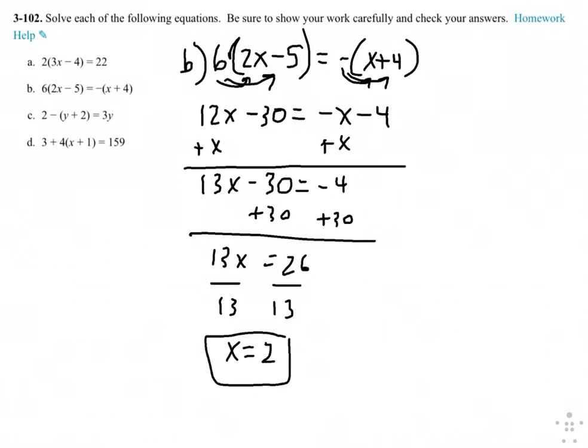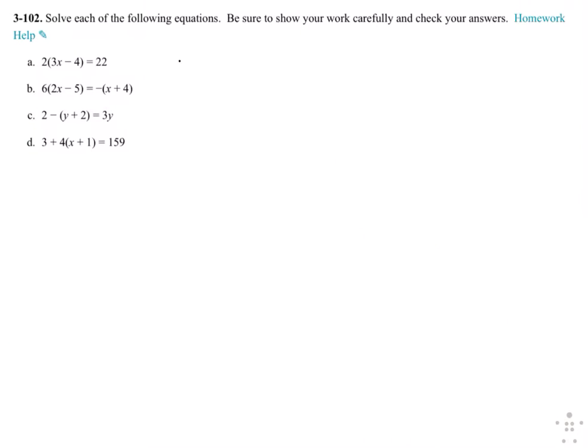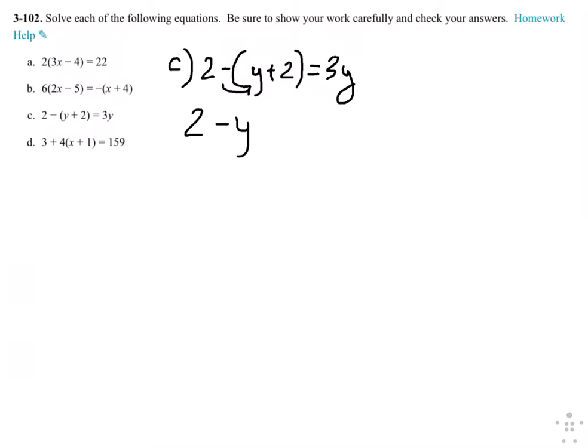For C, let's make space. C, we have 2 minus y plus 2 equals 3y. Be careful with this. The biggest mistake is people forget to distribute this negative in. So it's 2 minus y minus 2 equals 3y. Combine like terms, right? 2 and negative 2, that's 0. So I have negative y equals 3y.